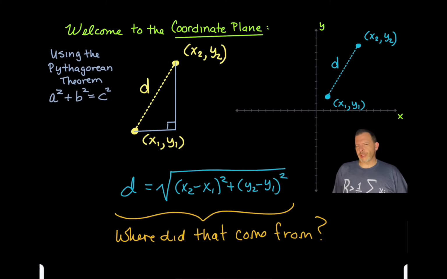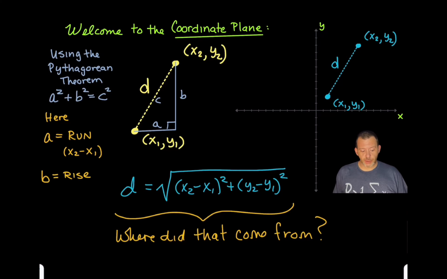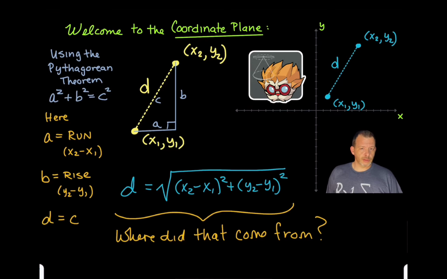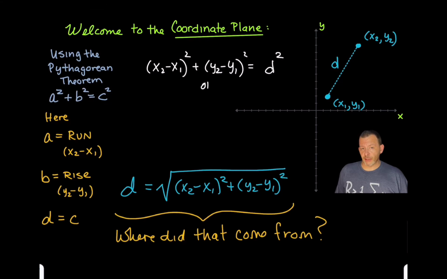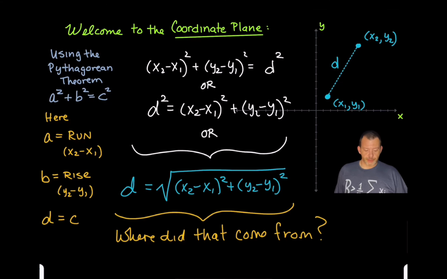The distance formula is really the Pythagorean theorem, and a squared plus b squared equals c squared is really the run squared plus the rise squared equals the hypotenuse squared, or the distance squared. So when we use the coordinate geometry form of the Pythagorean theorem, we get the distance formula.